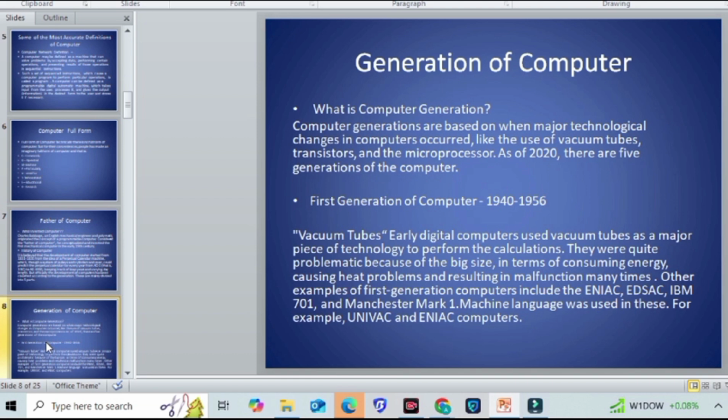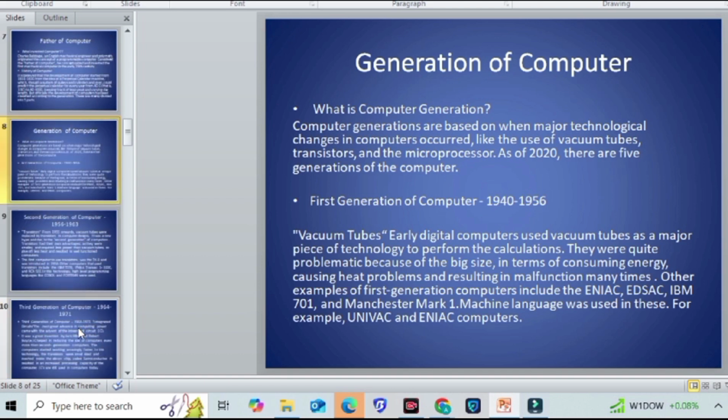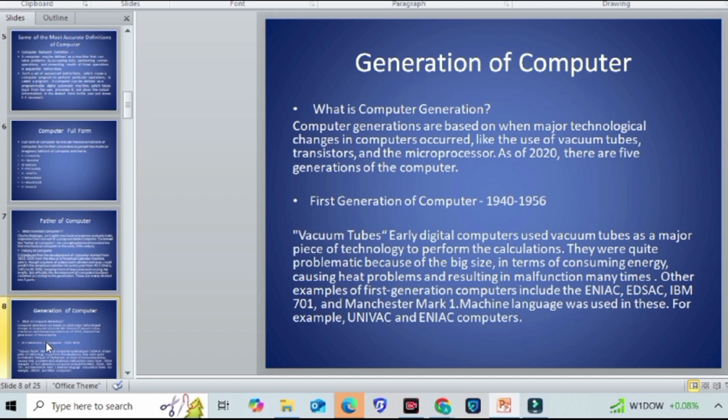Generation of computer. What is a computer generation? Computer generations are based on when major technological changes in computers occurred, like the use of vacuum tubes, transistors, and the microprocessor. As of 2020, there are 5 generations of the computer.